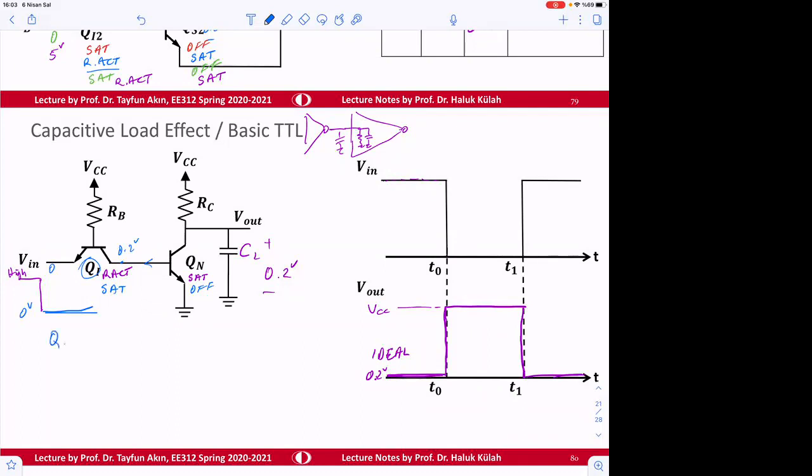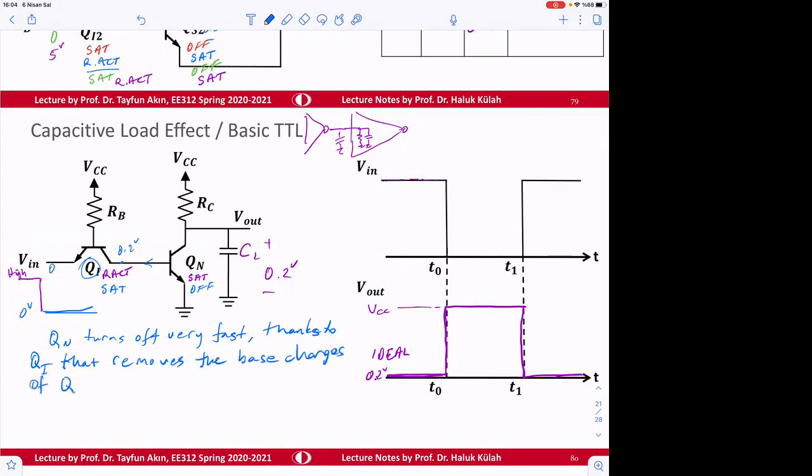Okay, QN turns off very fast, thanks to QI that removes the base charges of the QN transistor. Okay, so it becomes off very quickly.